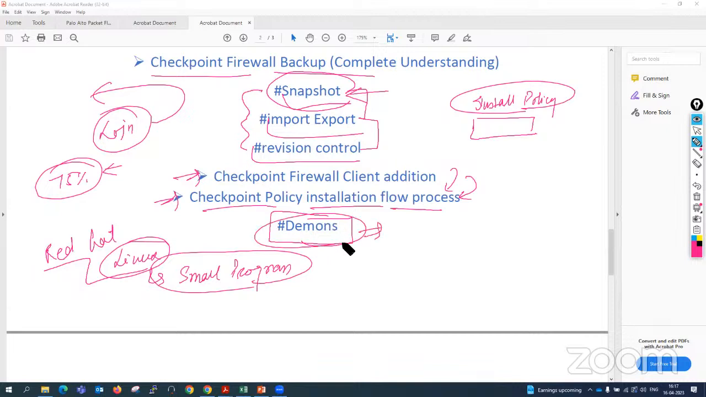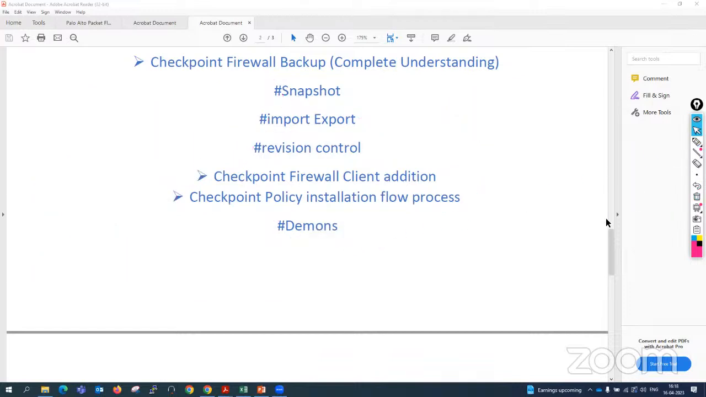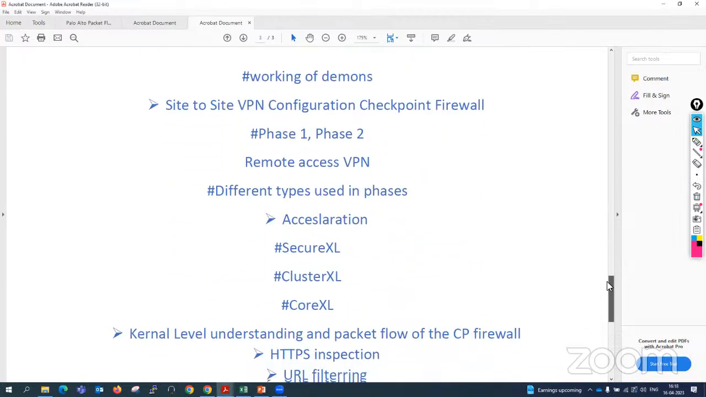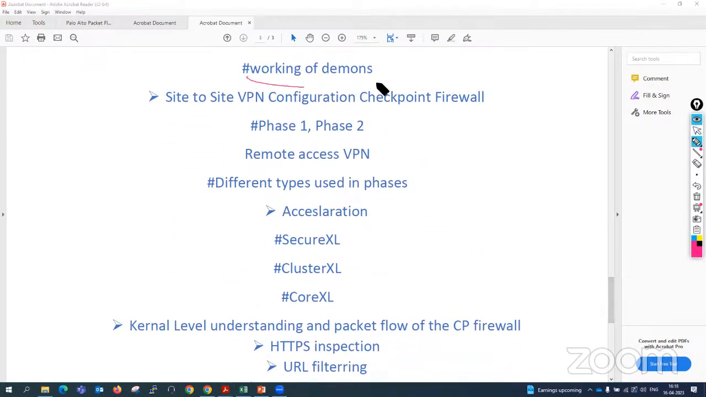So in Checkpoint, we have certain daemons. We have multiple daemons, but we cannot discuss all of them. We will discuss a few of them which are very important for your day-to-day operations and processes. I'll also discuss how these daemons work. Then we'll discuss site-to-site VPN, phase 1, phase 2 configuration, remote access VPN, and so on.